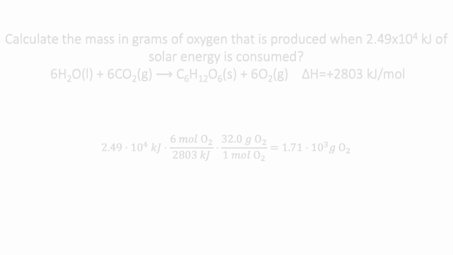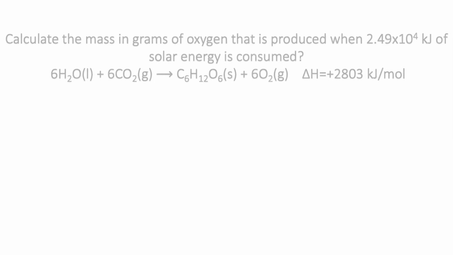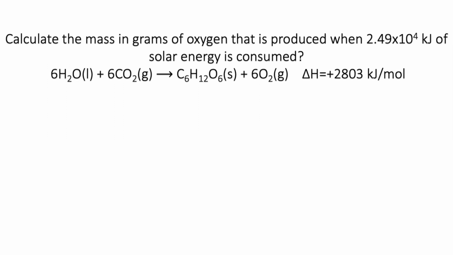Let's try one more example using the same thermochemical equation, but instead let's calculate the mass in grams of oxygen that is produced when 2.49 times 10 to the fourth kilojoules of solar energy is consumed. We need to set up a series of conversions. However, keep in mind the change in enthalpy value does not mean per mole of a specific reactant or product, but refers to all the species in a balanced thermochemical equation. Keeping this in mind, we can express the change in enthalpy as 2,803 kilojoules per 6 moles of oxygen.